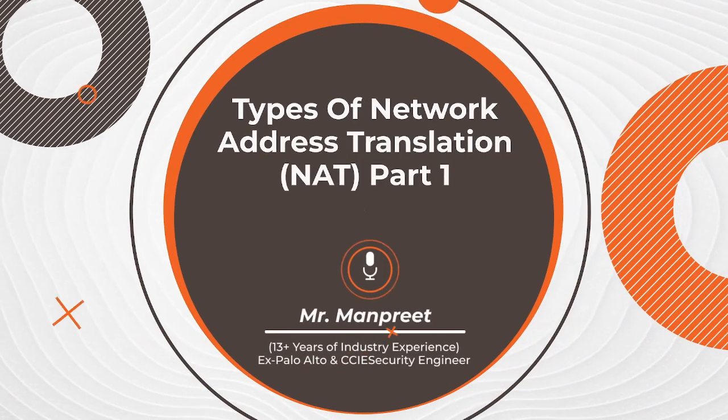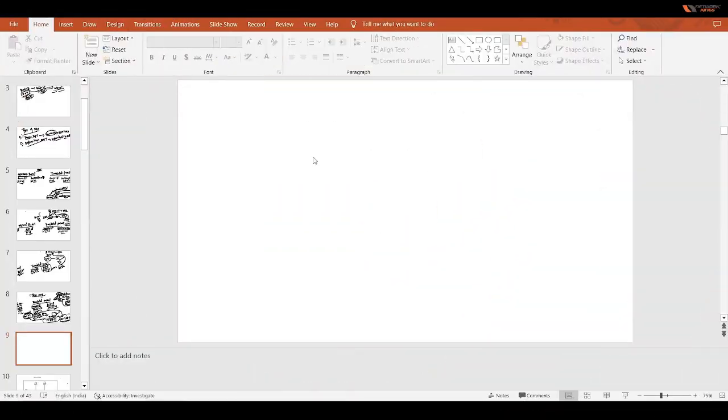Now come here. So I've explained about the source netting, destination netting, and twice netting. Now we are going to learn the types of netting. What are the actual types of netting?